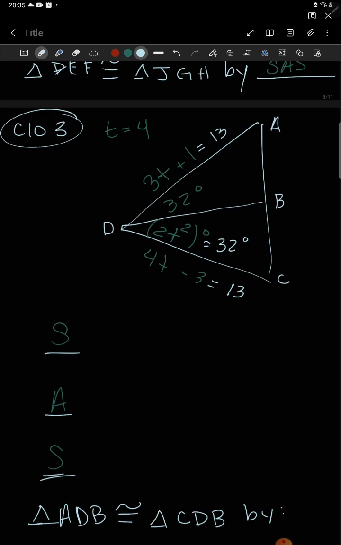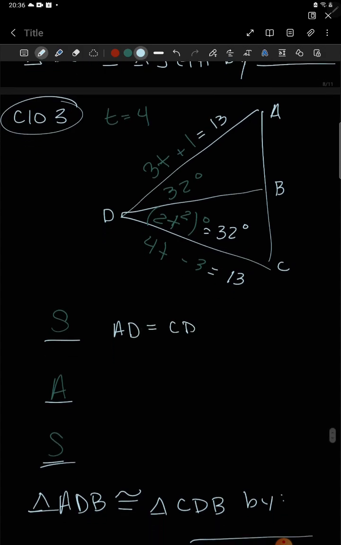All right, if you got your side lengths at 13, you're correct. AD is equal to CD. They're both 13. Angle CDB is congruent to angle ADB. And as you can tell, there are multiple names for these, right? You can call it BDA is congruent to BDC. And those are both 32 degrees.